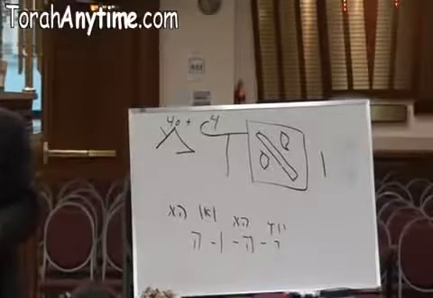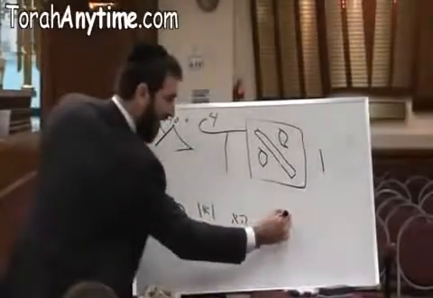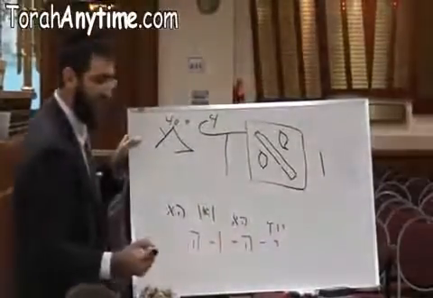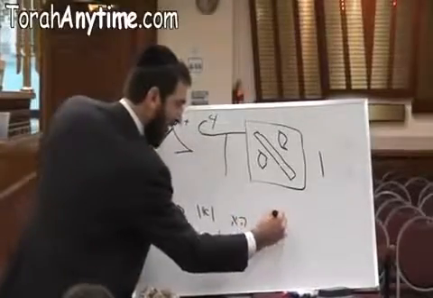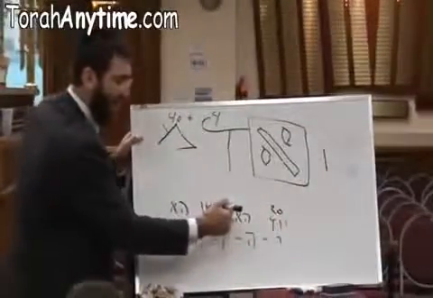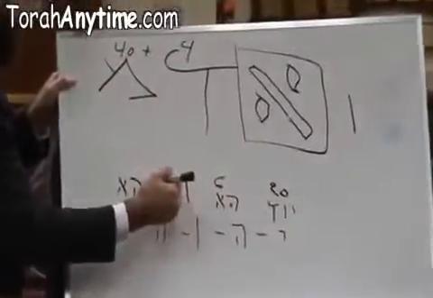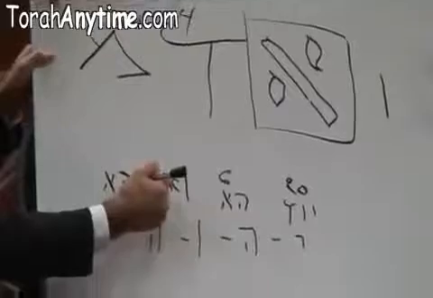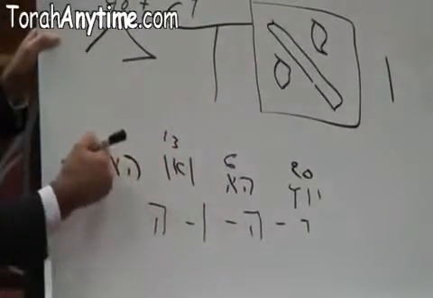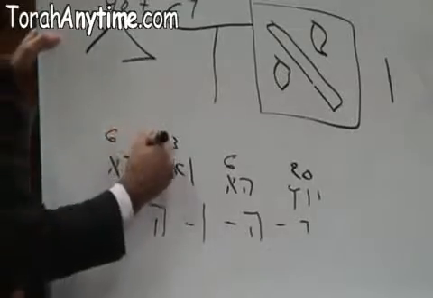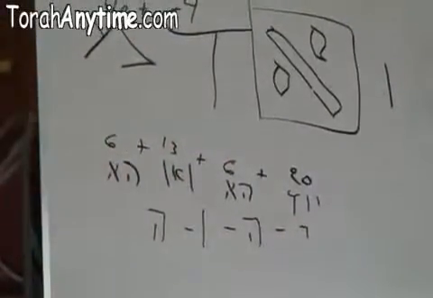Now let's do a little numerical analysis of this, everybody. Yud is what? 10. Vav is what? 6. Dalet is what? Together it is 20. Hey is what? 5. Aleph is 6. Vav is what? 6. Aleph, Vav, together is 12 plus 1 is 13. Hey, 5. Aleph, 6. Add this together for me. 45. Now that's interesting. You know why?